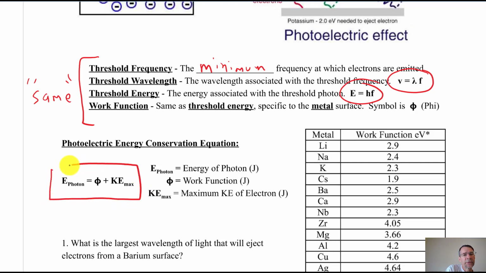There's our new equation. It's really just a statement of conservation of energy. We have this E over here on the left stands for energy of the incoming photons. That's energy.